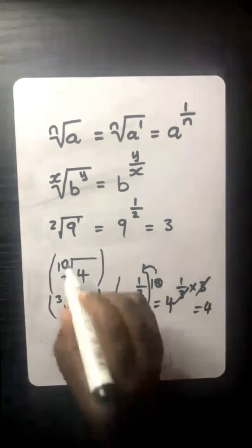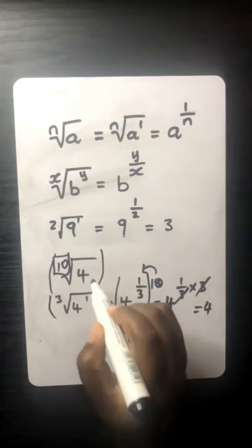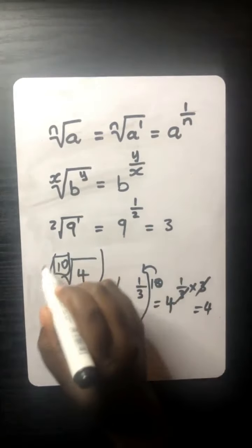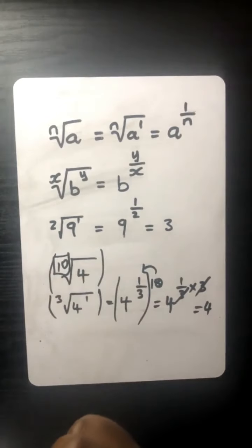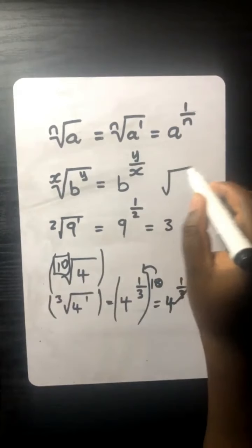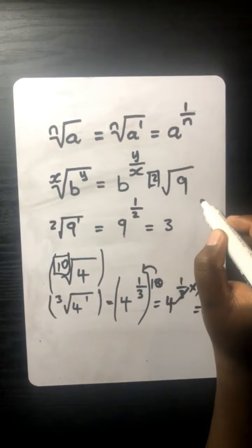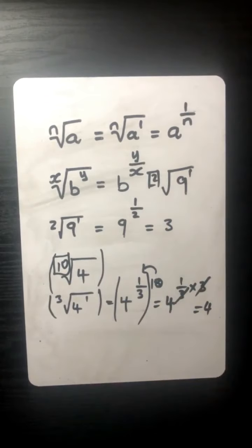So it means whatever that is there, and you want to remove that root, you multiply by whatever that is there. So the only tricky part is that when you have the square root of 9, just know there's an invisible 2 over there, just like there's an invisible 1 over there.